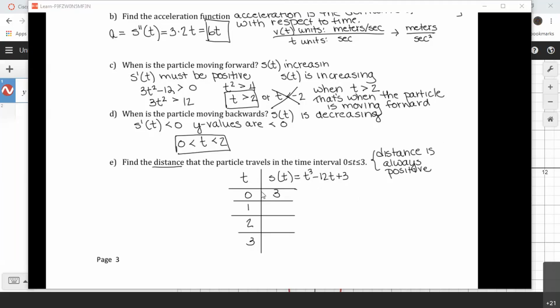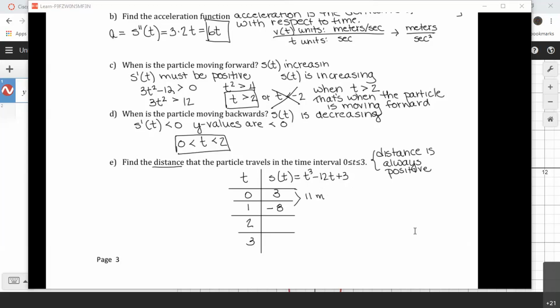Now let's plug in a 1 for t here. 1 cubed is 1, minus 12 is negative 11. Negative 11 plus 3 is negative 8. So you can see the particle zoomed backwards in that first second. How far did it travel? It went from 3 meters above the starting line to 8 meters below the starting line. That's a total distance of 11 meters, right?